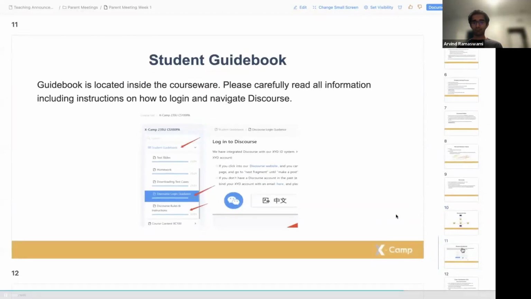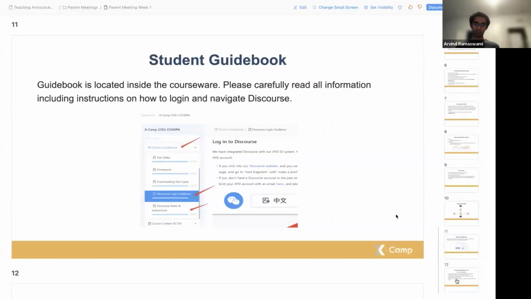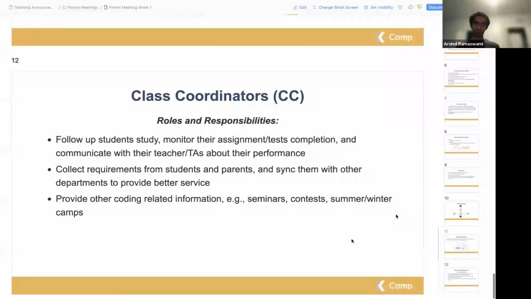Now, additionally, the student guidebook is a resource that can be used and should be used by students to make sure that they have all the information regarding how to access Discourse, how to do other things like download test cases, and some of the rules and instructions and other helpful information. So just make sure that in your book, you see the student guidebook content, and there it will have all that information necessary for the students to understand, in case there are always some students who have some trouble logging into Discourse or things like that.